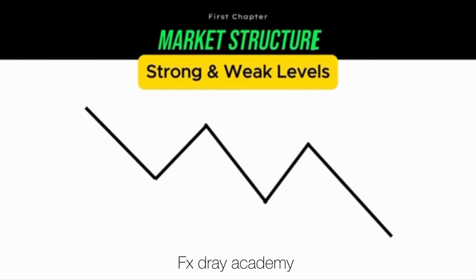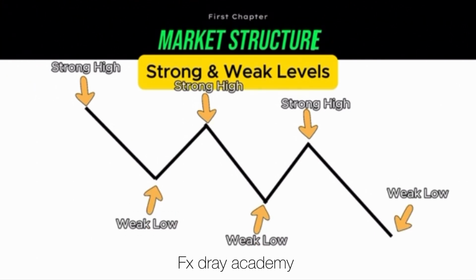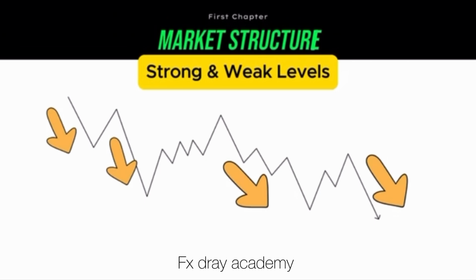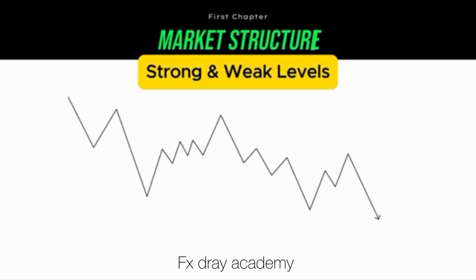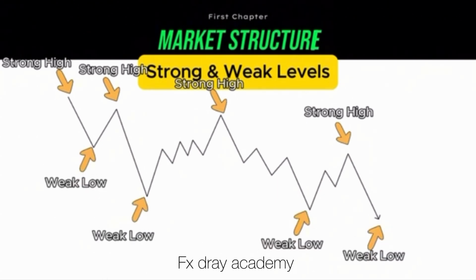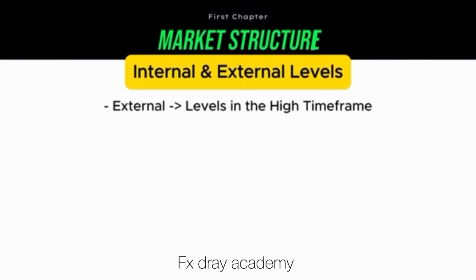Now, the lows that have been broken, that is our weak low, and this high that has not been broken, that is our strong high. On an internal structure, we still have our external highs located on top, that is our strong high, and this is our weak low. So the market will keep taking lower lows, external and internal.